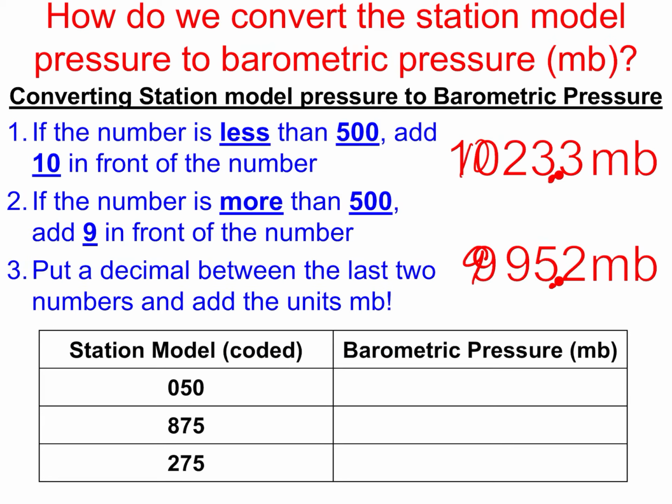So here's a couple examples. Again, I'll walk you through them. So here it's 050. First thing, is it greater or less than 500? If it's less than, which it clearly is, you put a 10 in front, put your decimal between the last 2, and you put your units. So that's your answer.